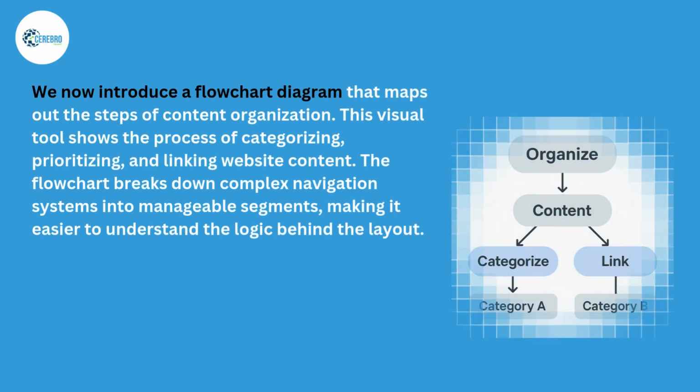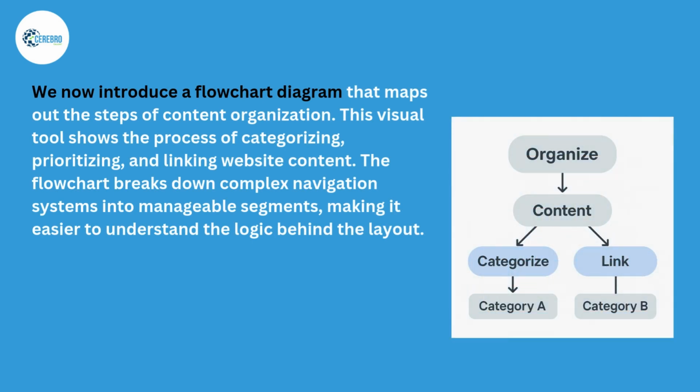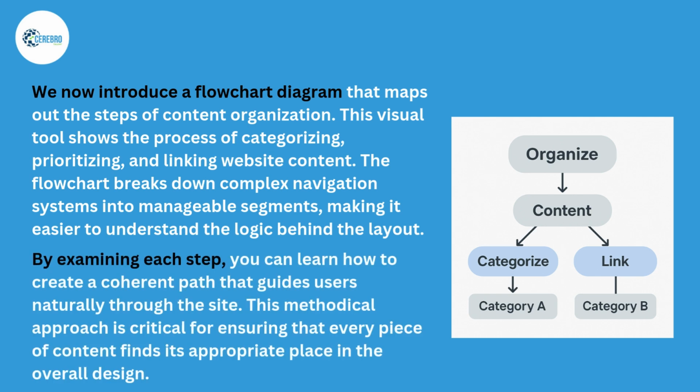We now introduce a flowchart diagram that maps out the steps of content organization. This visual tool shows the process of categorizing, prioritizing, and linking website content. The flowchart breaks down complex navigation systems into manageable segments, making it easier to understand the logic behind the layout.